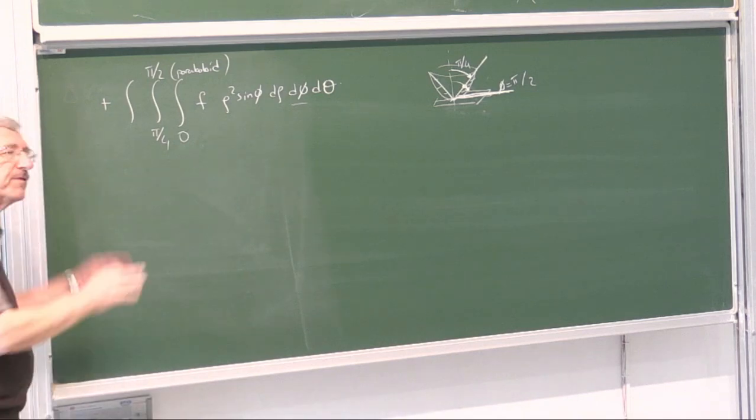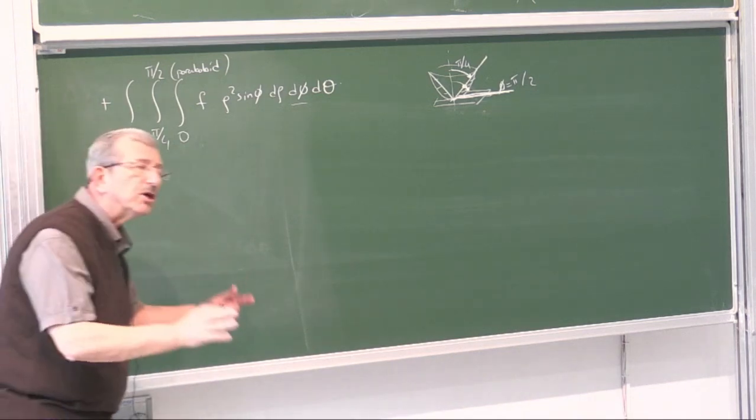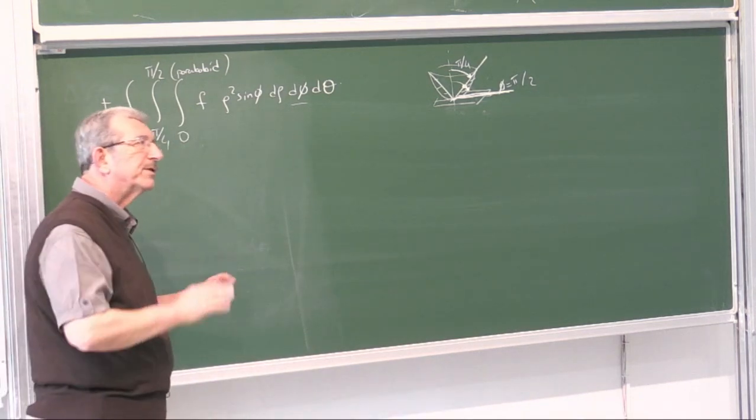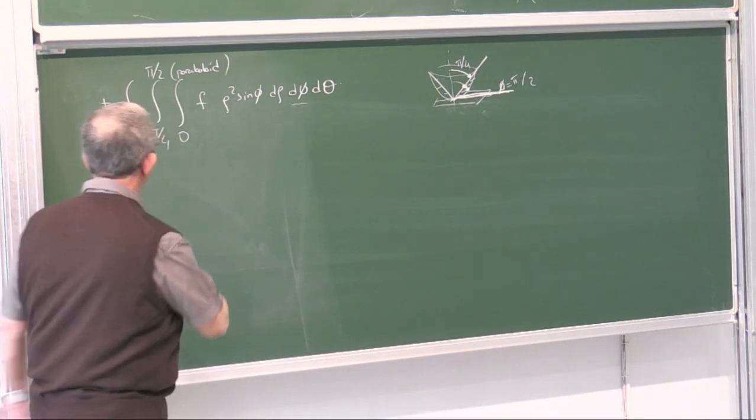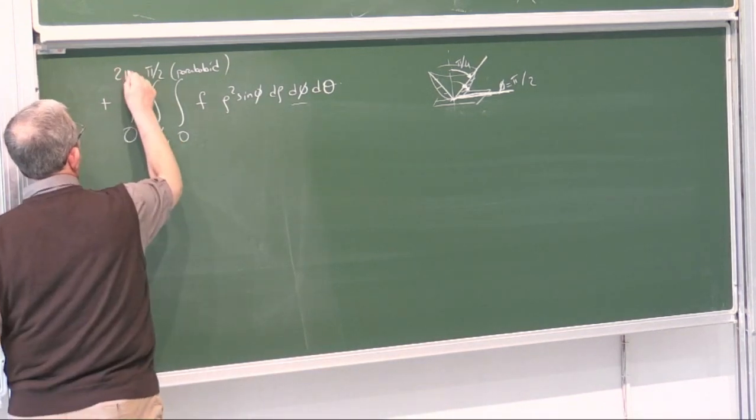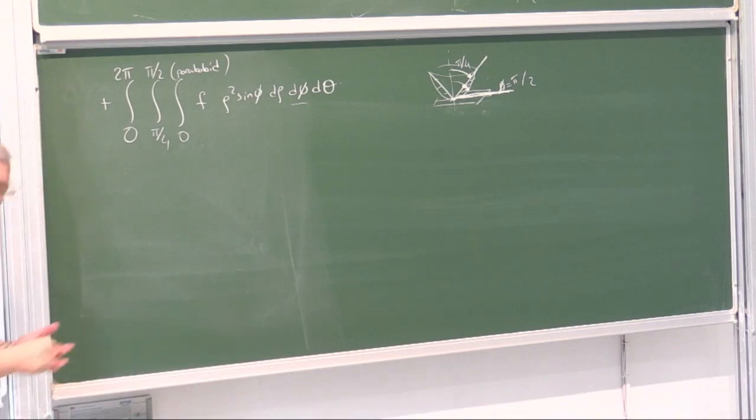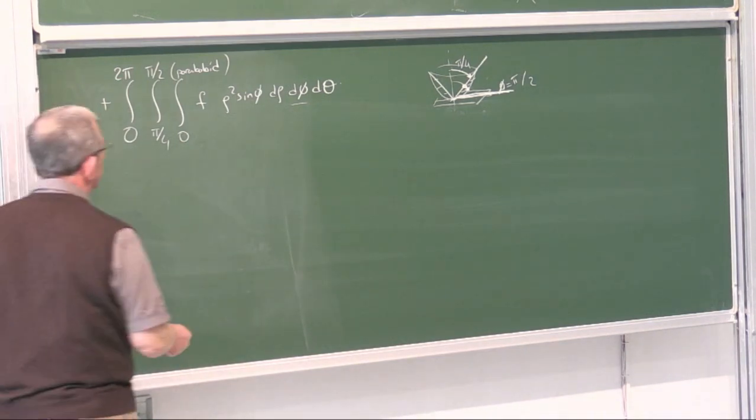However, again in this figure, we have a rotational figure around the z-axis, which means theta makes a complete revolution. So it goes from 0 to 2 pi.